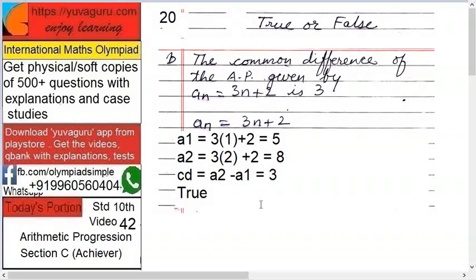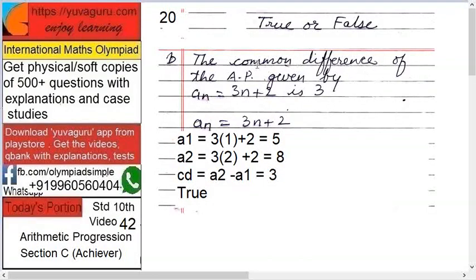See, there is a simpler way. Don't go for an plus 1 and so on. An is given by 3n plus 2, right? So any n will satisfy this condition. So a1 equals to what? 3 into 1 plus 2, that is 5. a2 equals to 3 into 2 plus 2 equals to 8, right?